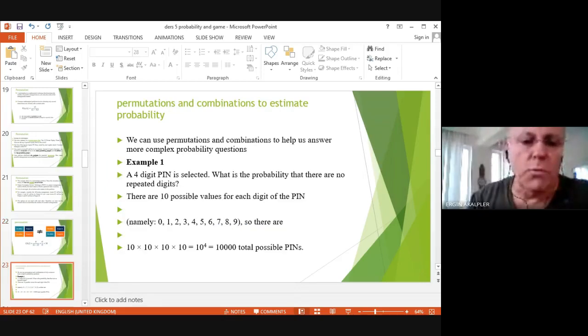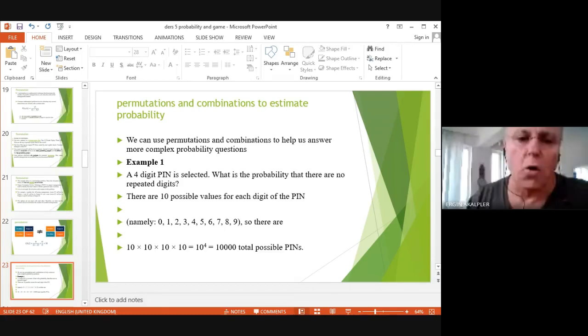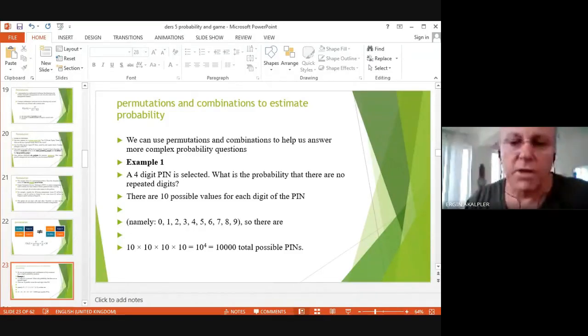And permutation to estimate the probability can be used for pin codes. Permutation and combination to estimate the probability. We are using the permutations and combinations to answer more complex probability questions. Let's suppose the pin code for the mobile has 4-digit numbers, and what is the probability of these 4-digit numbers being chosen, which is possibly going to be used for estimating the pin code, isn't it?